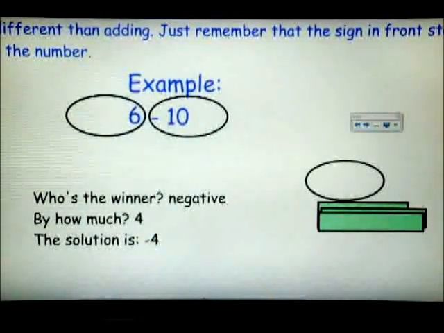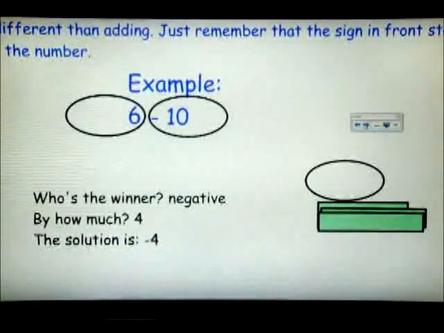So before I move on, just so you can see, I did not rewrite this expression as 6 plus negative 10. Like I said, I honestly think this is a bit easier. You just have to remember that minus and negative mean the same thing. Same thing. You'll hear me say that probably too many times this year.